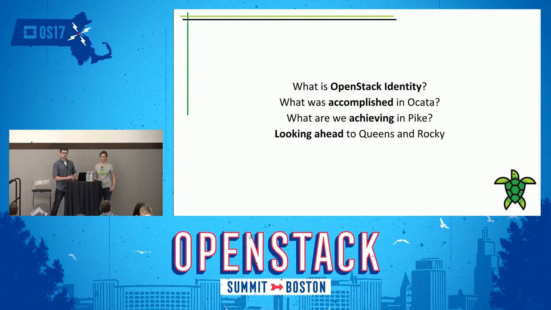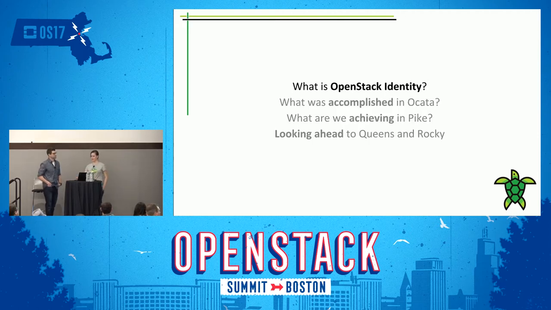So quick outline, we're going to give a brief introduction into what OpenStack Identity is and kind of what roles it fills within OpenStack deployments. And then we're going to go into what we accomplished in Okada, what we want to achieve in Pike, and then look down the road to the next couple releases. And then we should have plenty of time for questions at the end, so feel free to use a microphone, but we'll have plenty of time, so if you have feedback or questions, we'll take those at the end. So now I'll hand it off to Colleen for a brief intro.